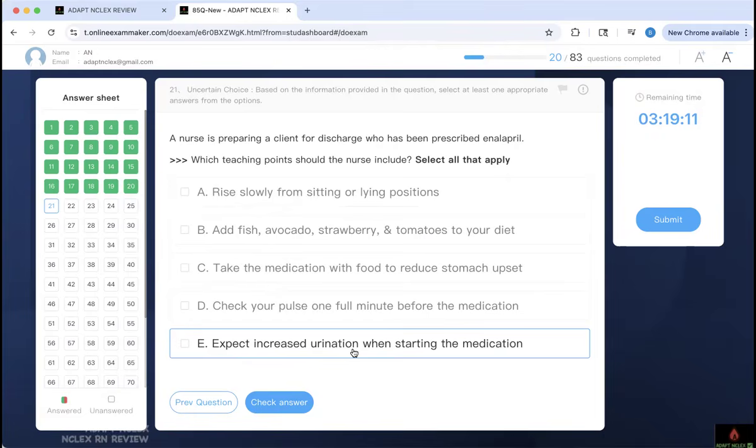Rise slowly from sitting to lying position. Add fish, avocado, strawberry, tomato to your diet. Take the medication with food to reduce stomach upset. Check your pulse 1 full minute before the medication. Expect increased urine output when starting the medication. What do you think?